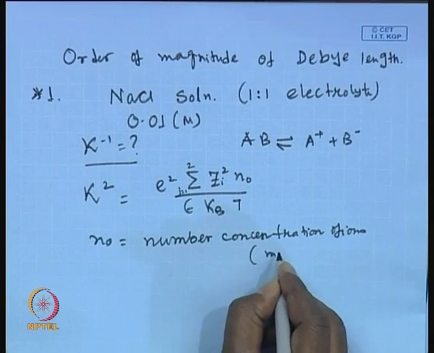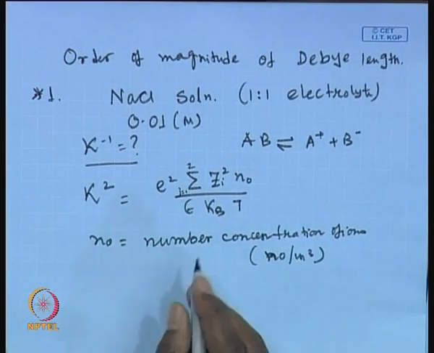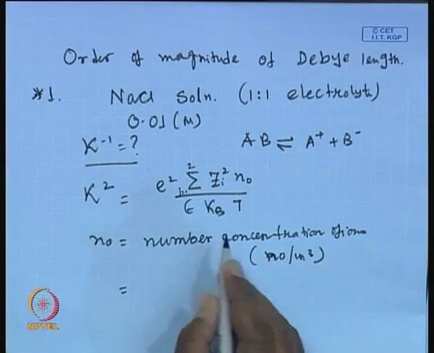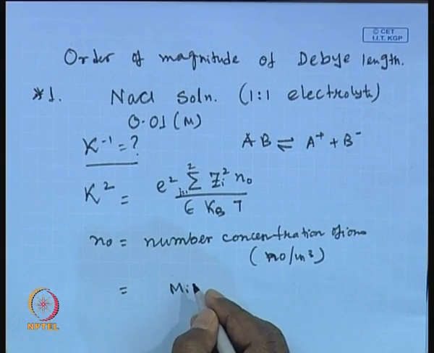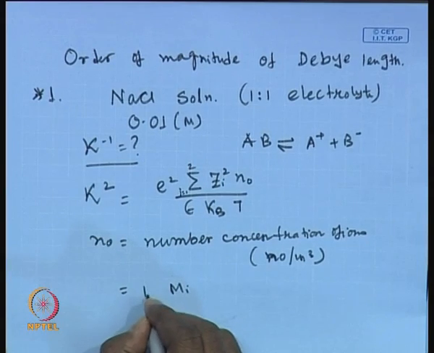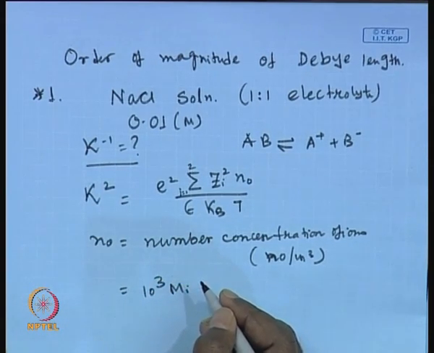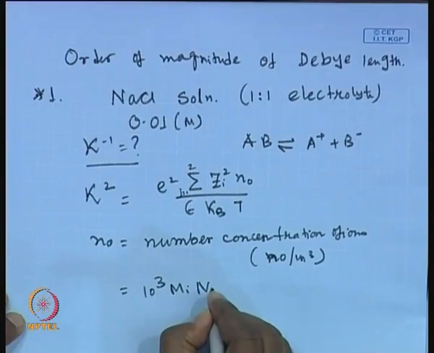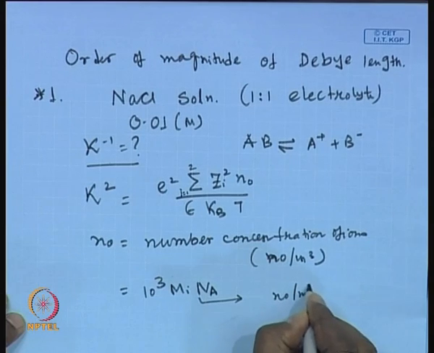Of ions, and it has a unit as number per unit meter cube. So, if you have molar concentration, this molar concentration should be converted from per liter to per meter cube. That means you have to multiply it by 1000. So, it becomes gram mole per meter cube. Now, in 1 gram mole there will be Avogadro number of species present. So, it should be multiplied by the Avogadro number. So, this has a unit of number per unit meter cube.